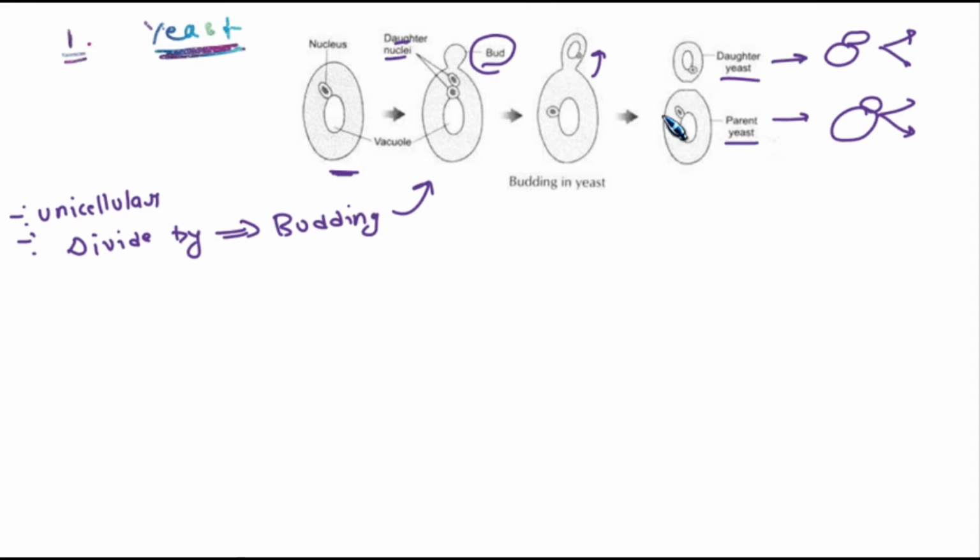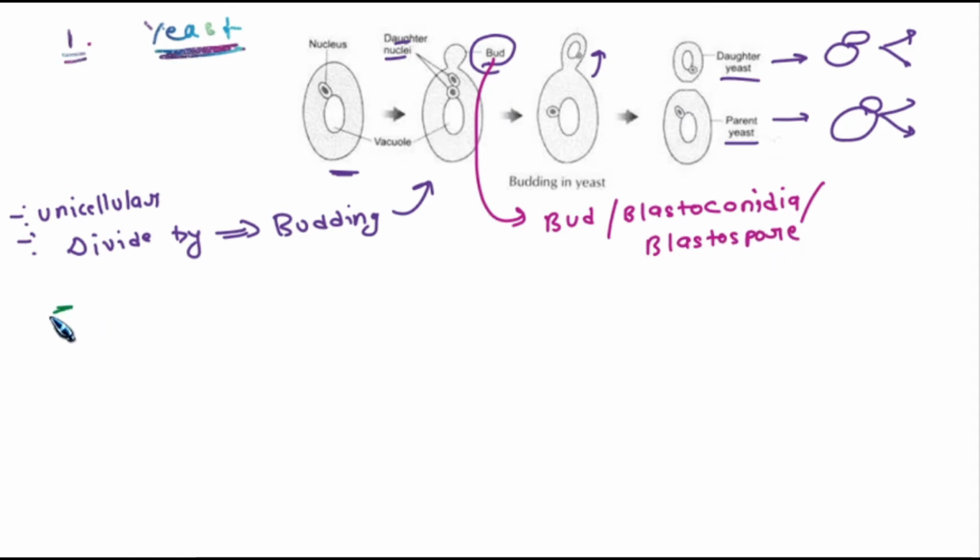Now, what do you mean by bud? Bud also has two other names. That is blastoconidia and blastospore.